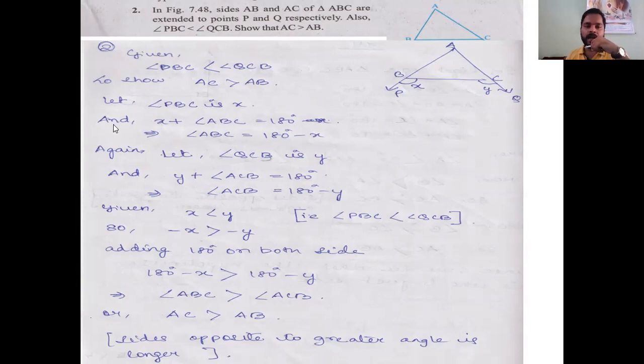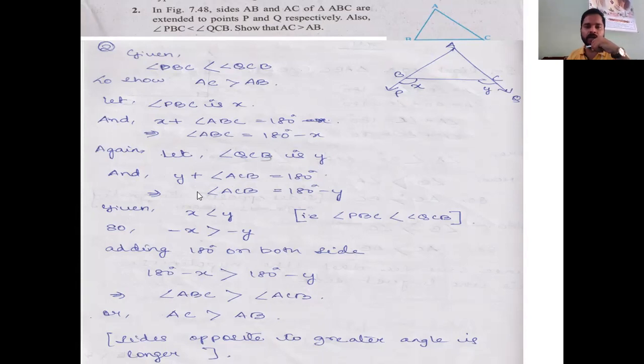Now you see, X plus angle ABC, that means this angle, X plus ABC will be equal to 180 degrees, linear pair. Remember, linear pair. So these two angles, if we add, we will get a linear pair, and according to the linear pair, their sum will be 180. So what will be the value of ABC? ABC will be 180 minus X. Clear?